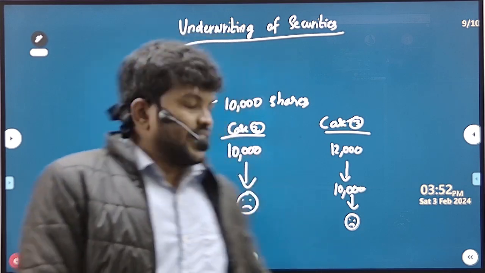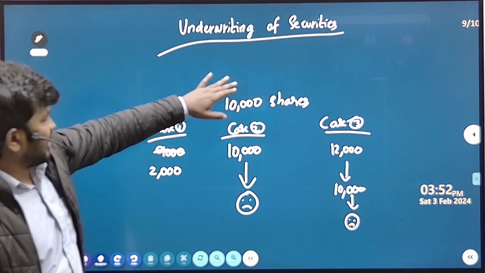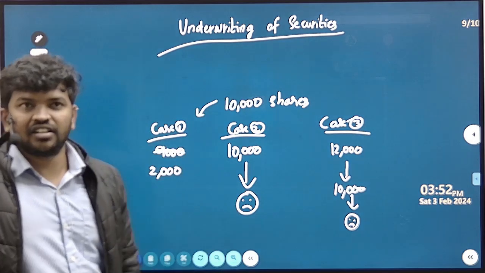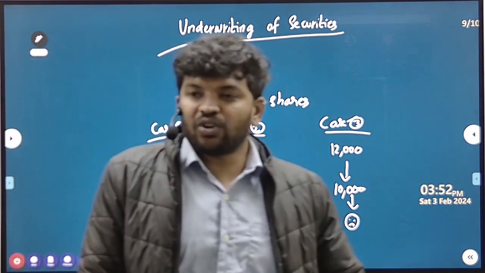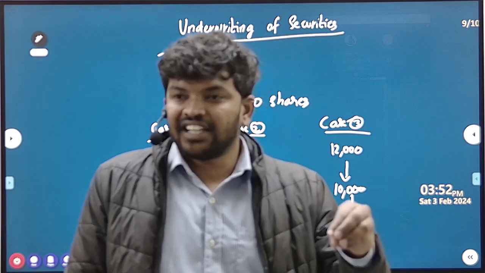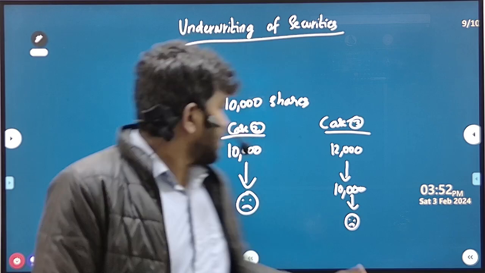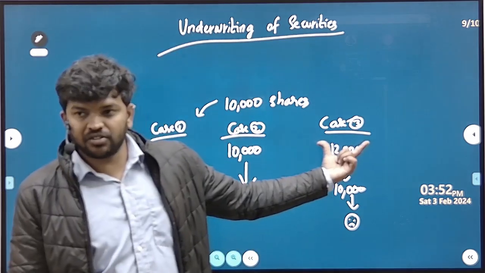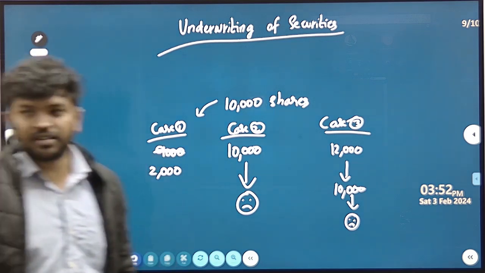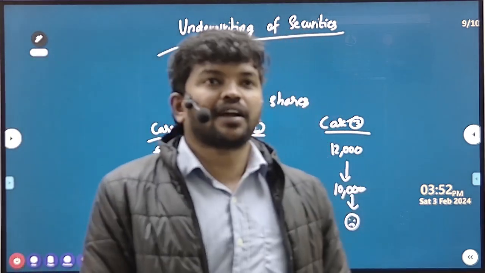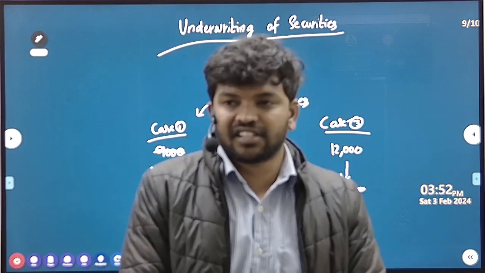So while the company is issuing shares, there is always a risk. What is the risk? There is always a risk that under subscription may happen. This is called over subscription. This is called under subscription. If under subscription happens, then the company is at risk.